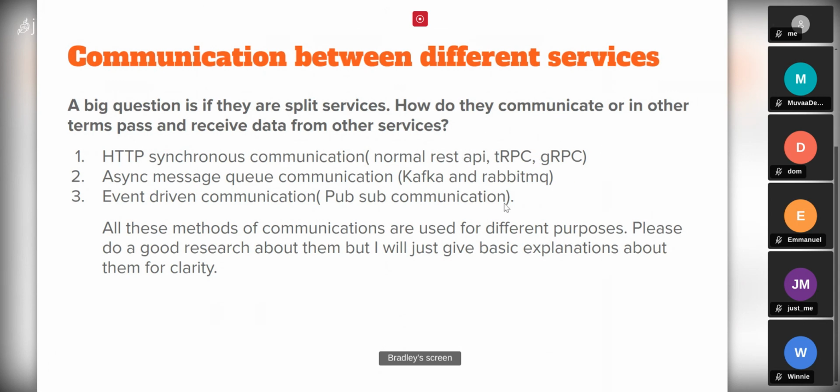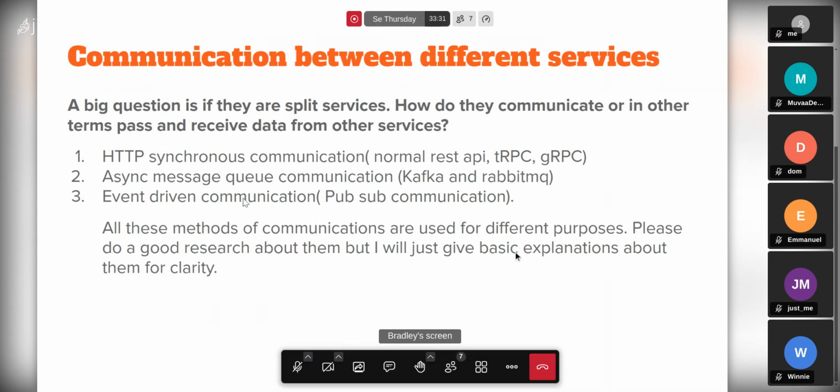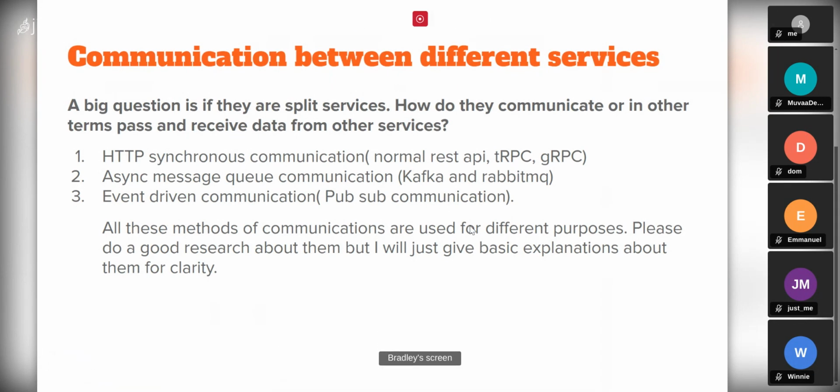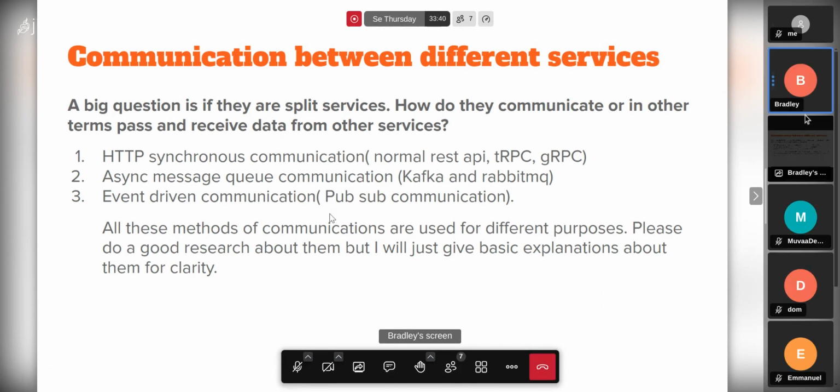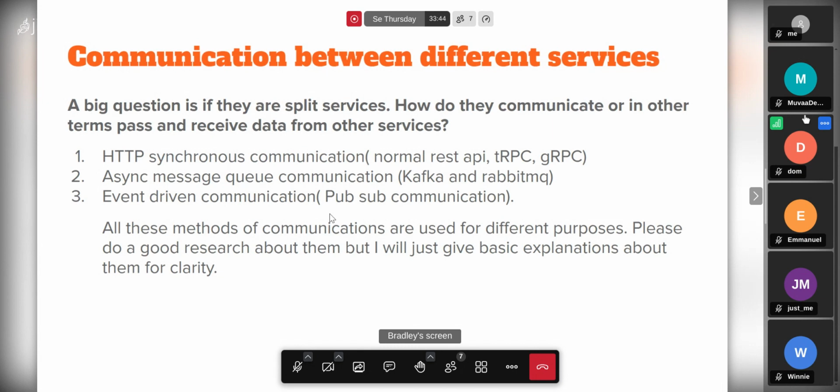they improve the normal REST API method by being more efficient because they are converted to binary and their sizes are relatively very small, so they're efficient to just get information around. And there is the third method, that is the event-driven communication, that is the pub/sub communication. It's a model of having publishers who publish information and subscribers who receive the information.